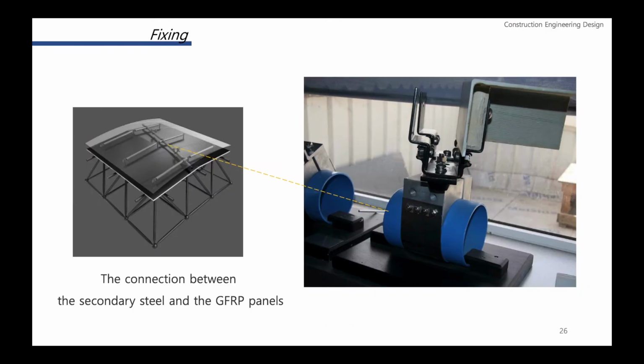The secondary steel and GFRP panels are connected by the joint shown on the right. It accommodates tolerances between the secondary substructure and the panels above and below.